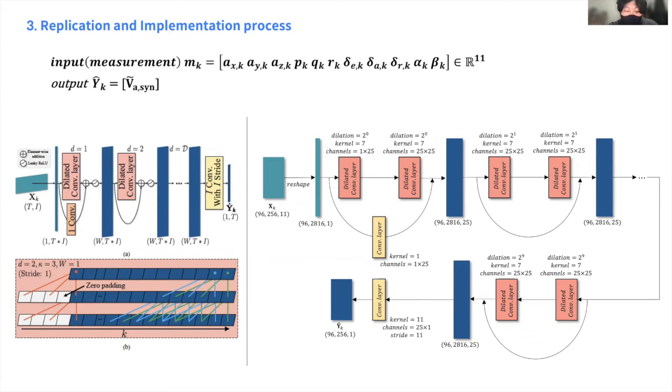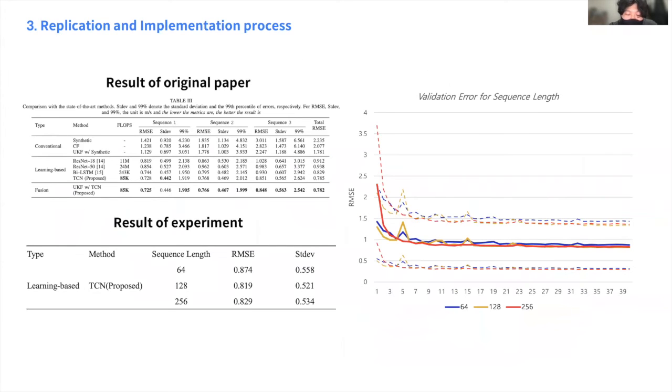For the deep learning model, the official repository of the TCN registered on GitHub was referenced. Based on this, the TCN model design was completed by referring to the baseline paper. This is the result of the baseline experiments. We replicated the original paper and did some experiments. For three sequence lengths, we got results quite similar to the original paper.